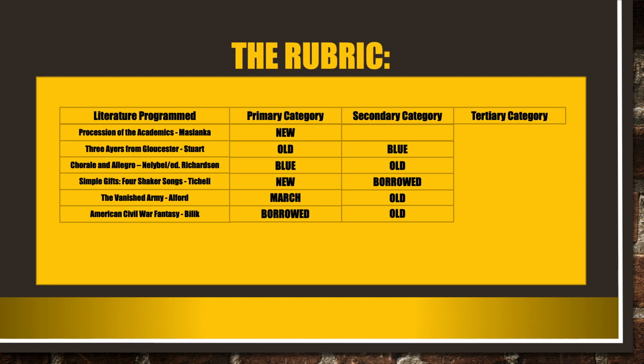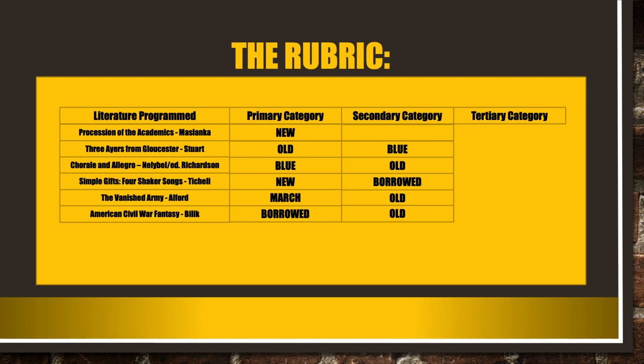Jerry Billick was at the University of Michigan and wrote this work while he was there, and it was written in excess of 30 years ago, so I classified that as an old piece. So now we get a little more depth into the balance of our programming. Now we have 4 olds overall. If you look at both categories together, we have 2 borroweds, we have 2 news, we have 2 blues. So we're a little heavy on the old right now, but we can see now with the new and the borrowed that it's beginning to show that it is balancing out some.